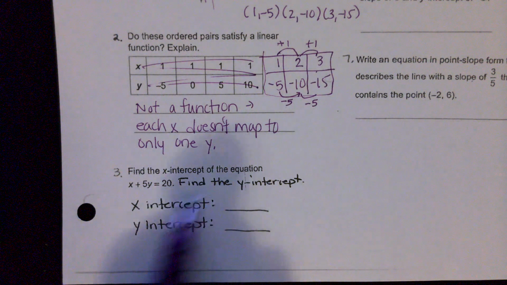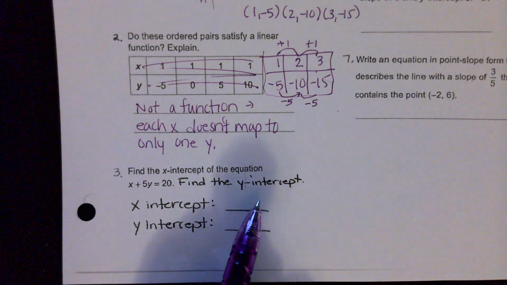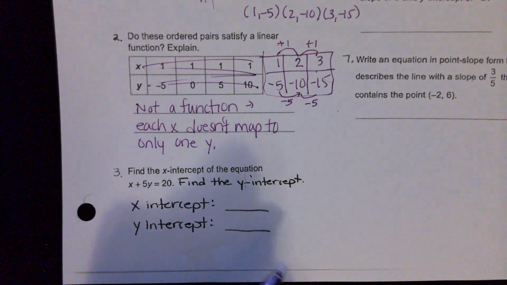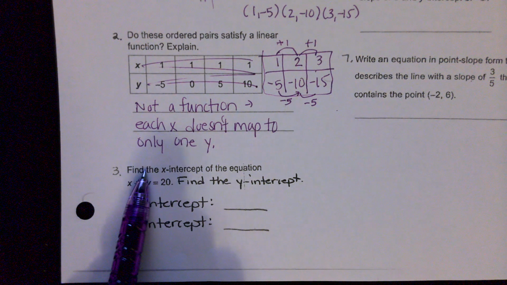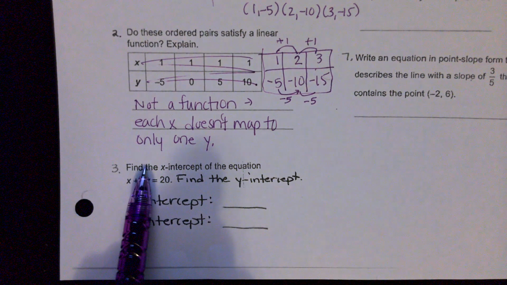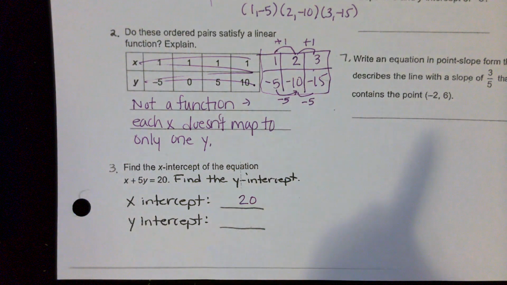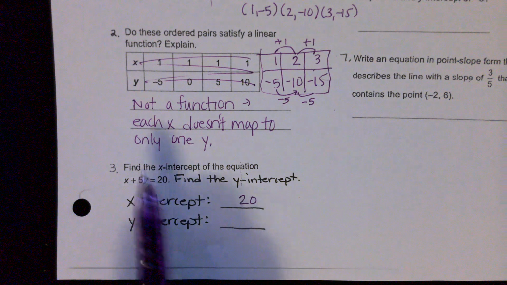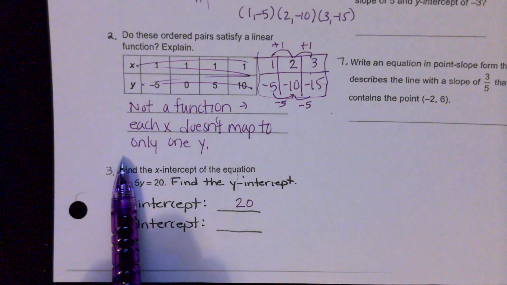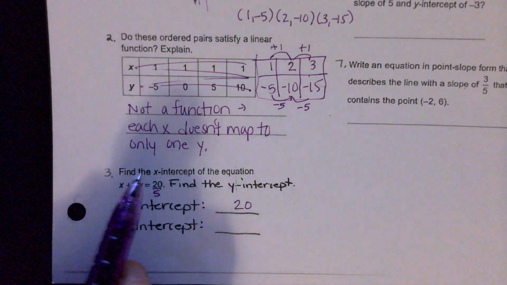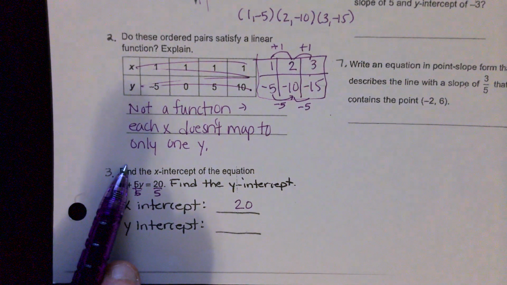All right, find the x-intercept and find the y-intercept. Okay, so remember, if you're going to look for the x-intercept, you're going to cover up the y. So if I cover up that y, what do you have? X equals 20. And if I need the y-intercept, then I cover up the x, and I have 5y equals 20. So you'd have to solve that. So you would divide both sides by 5. And you would have y equals 4. Good.